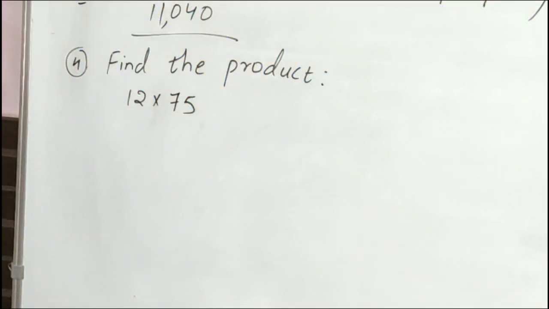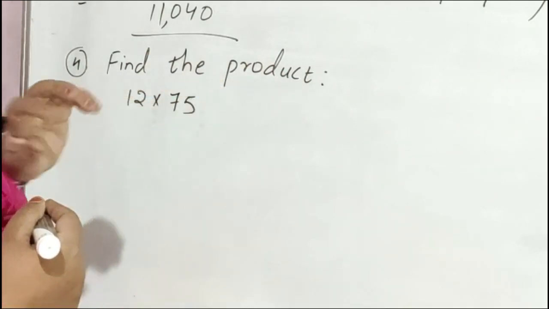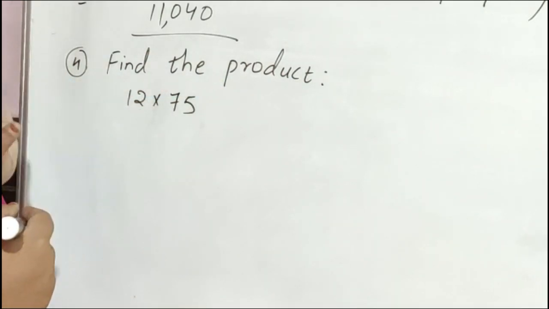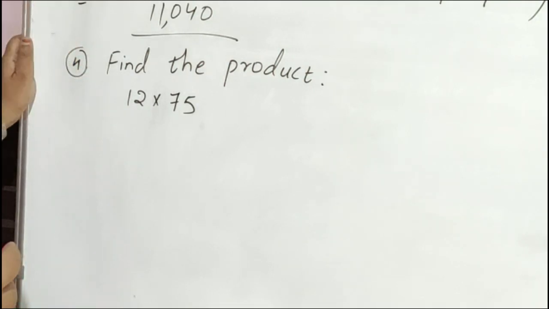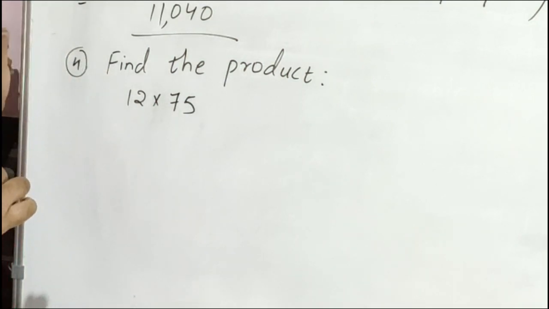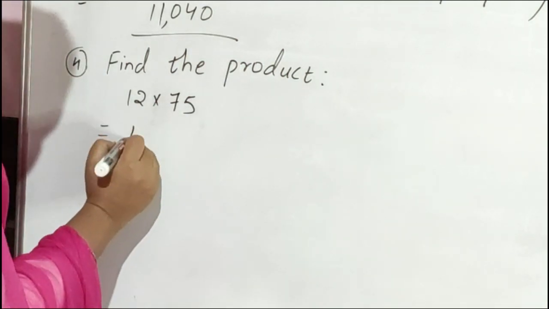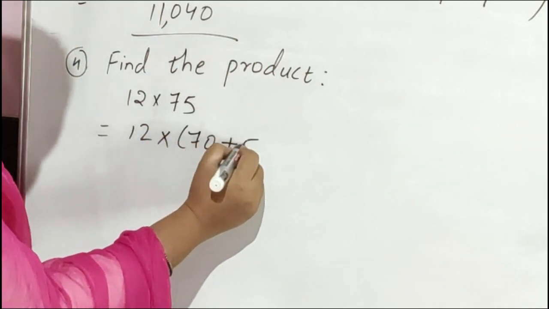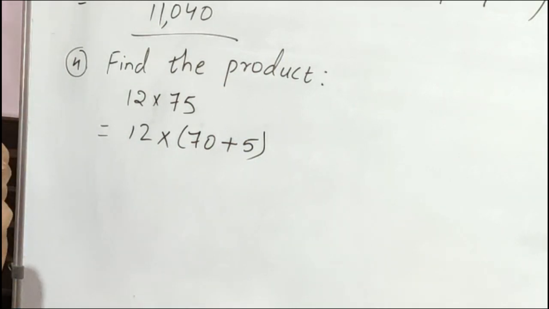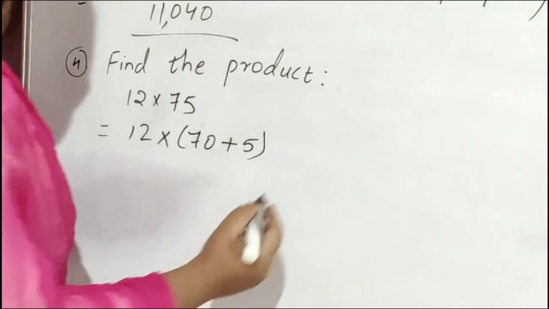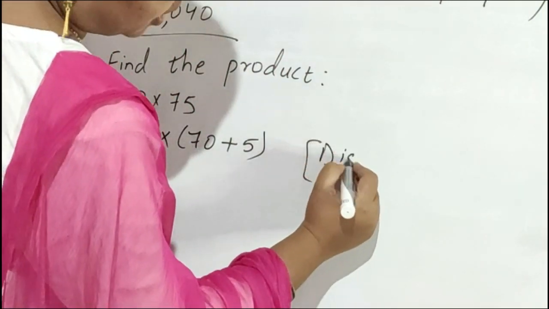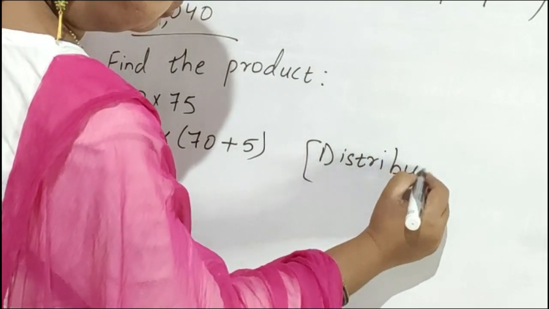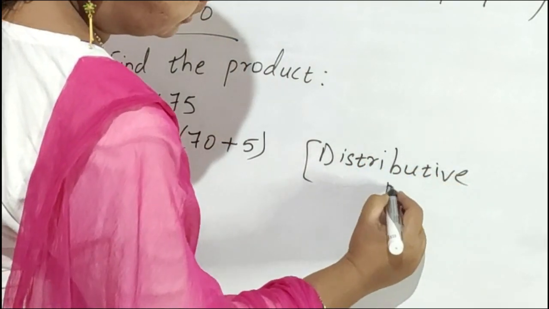Next question, see question number 2, fourth, find the product. Here 12 into 75. You have to use the property, you should not multiply directly. You have to use property here. So how can you use property? 12 into 75. Can I write 75 as 70 plus 5? Now again here we can use distributive property. Is it now distributive property?